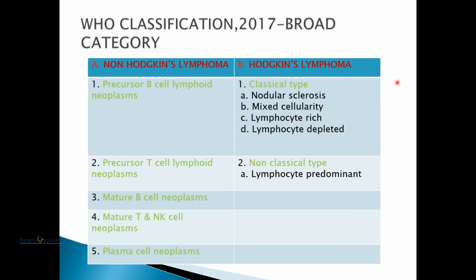Now coming to the WHO classification 2017, there are mainly two broad categories, that is non-Hodgkin lymphoma and Hodgkin lymphoma. Under non-Hodgkin lymphoma, there are 5 subcategories. The first is precursor B cell lymphoid neoplasm, then precursor T cell lymphoid neoplasm, mature B cell neoplasm, mature T and NK cell neoplasm, and plasma cell neoplasm. Under Hodgkin lymphoma, there are 2 main subcategories, that is classical and non-classical type. Under classical type, there is nodular sclerosis, mixed cellularity, lymphocyte rich, lymphocyte depleted, and under non-classical type, there is lymphocyte predominant.